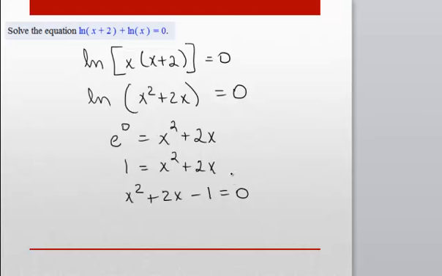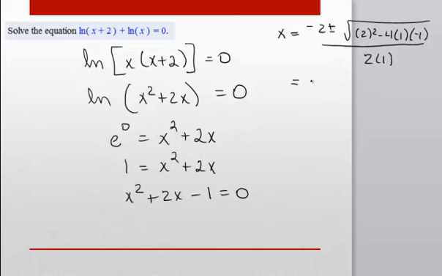Well, now we're going to have to use the quadratic formula because this one won't factor. So we'll have negative b plus or minus the square root of b squared minus 4ac all over 2a. That's going to be 4, is that plus 4? All over 2.